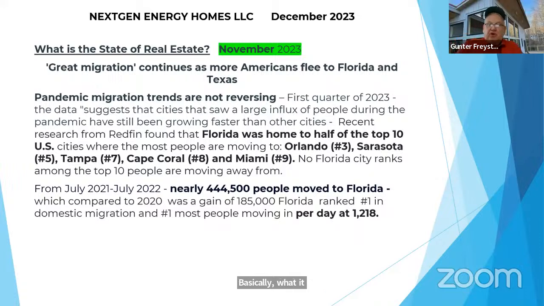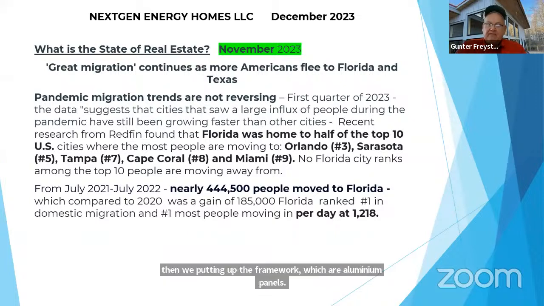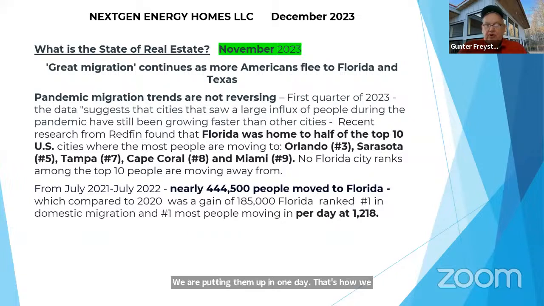Basically, what you have seen is the one-story home, and there's another short video later. There's actually no sound. It's just you see how it's being done. We are building one-story homes. We're pouring the foundation. We are pouring the slab, and then we're putting up the framework, which are aluminum panels. We are putting them up in one day. That's how we built the entire shell and pouring the concrete.